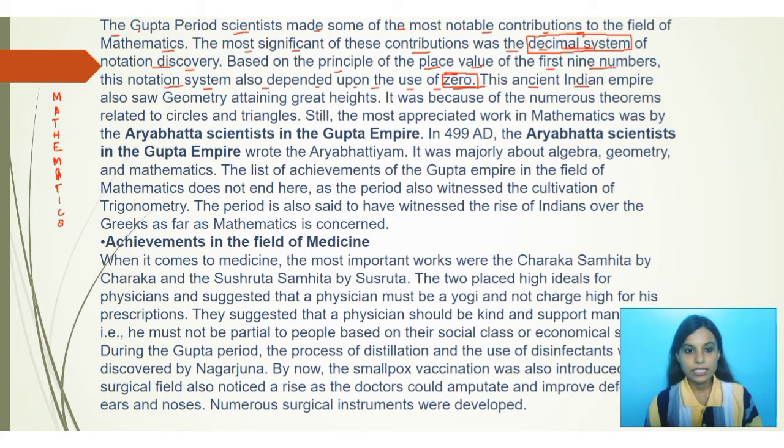This ancient Indian empire also saw geometry attaining great heights. So you can talk about geometry, which was achieving great heights during this period. It was because of the numerous theorems related to circles and triangles. Still, the most appreciated work in mathematics was by the Aryabhatta scientists in the Gupta Empire. So you can also talk about numerous theorems.